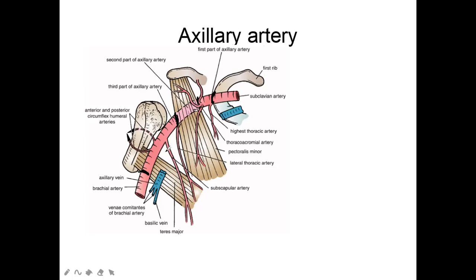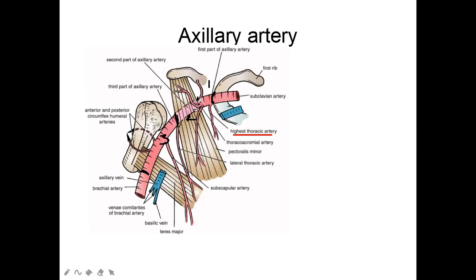So with the three parts, we see branches coming from these parts. We have one branch from the first part. Then we have two branches from the second part, and then three branches from the third part. That's how simple it is. So looking at that, the first branch is called the highest thoracic artery. Are we together? And that's what comes from the first part of the artery.